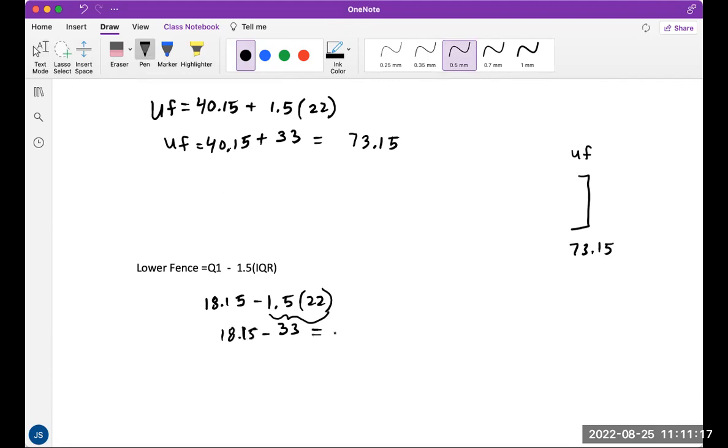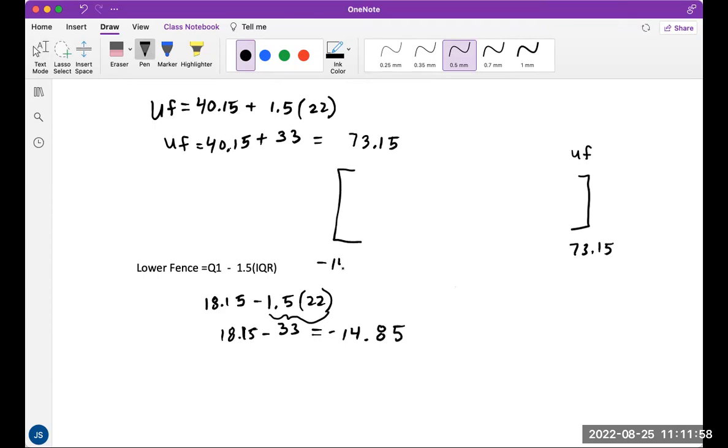You're actually going to get a negative number here, which wouldn't really make sense in my situation, especially if the data values can't take on negatives. I would just say we're not going to have any outliers if we got a negative lower fence like this, but we'll just go with it for this moment. 18.15 minus 33. If we're dealing with a variable that can take on negative numbers, then we would say any value less than negative 14.85 would be an outlier as well.